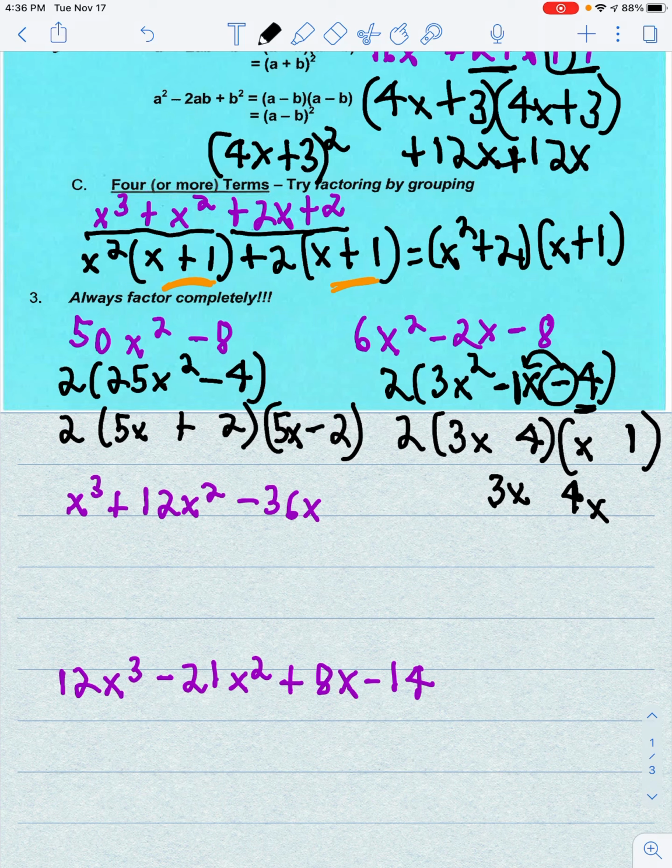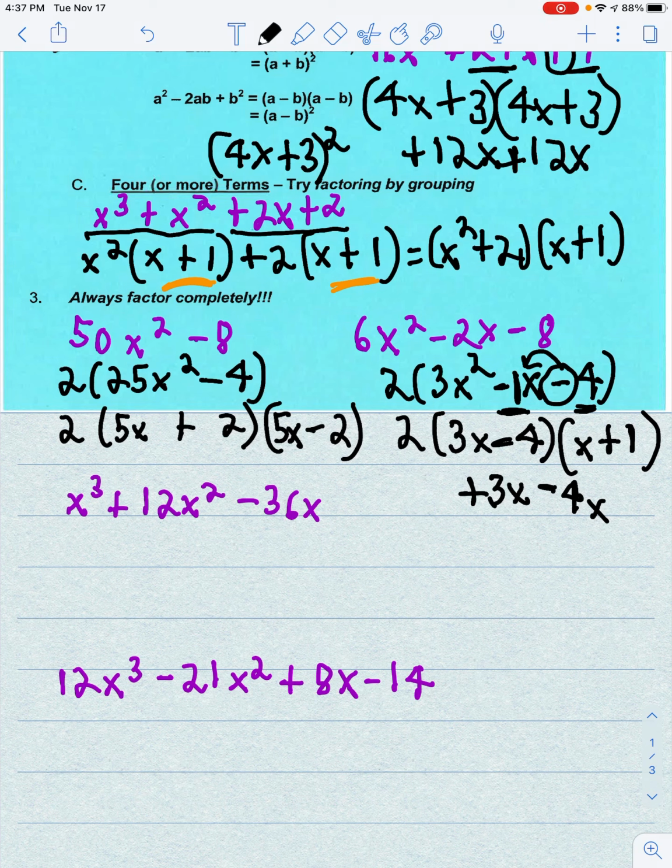Now, my signs have to be different, and I do want to have a negative 1, so that means the larger quantity, the 4x, has to be negative, and the 3x positive, since the signs are different, to give me a middle term of negative 1x.